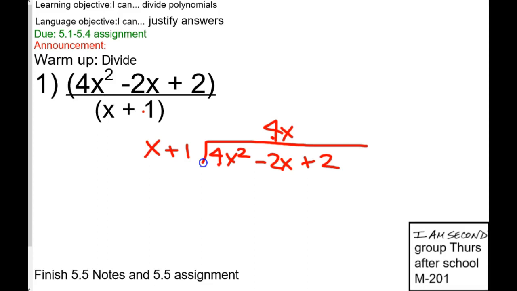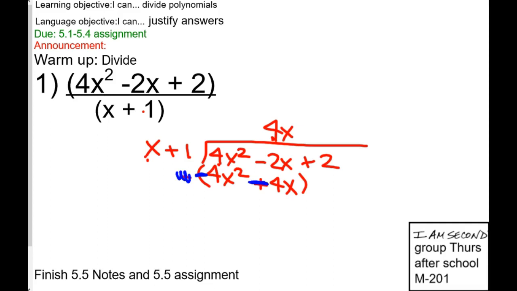Now, our next step is we're going to re-multiply. 4x times x is 4x squared, right here. And then we're also multiplying 4x times 1, which is 4x. Positive. Once we get to this point, we need to do this minus this. So I like to put minus with my parentheses, and that changes the sign of the entire parenthesis. So this positive 4 is now a negative. This positive 4 is also now a negative. Okay?